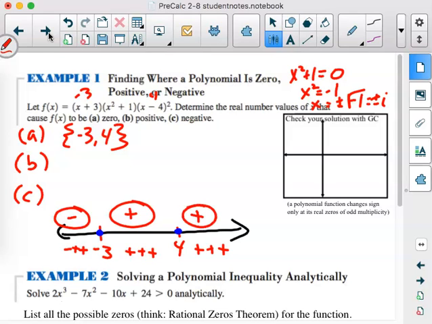Hey, that reminds me of the last one we did. These were both positive, and then we ended up with a tangent in between. Let's take a peek. Yep, multiplicity of 2. So that's going to be a tangent. That's where the graph is going to bounce off. And we have x to the first, x squared, x squared. This is going to be a degree 5 polynomial.